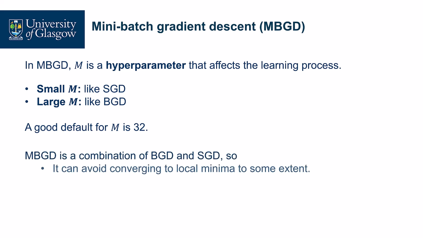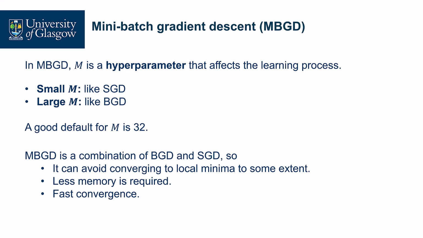The benefit of MBGD is that it avoids converging to a local optimum to some extent, and we use less memory, and the speed is often fast. So this is how we use the training data to carry out the gradient descent.